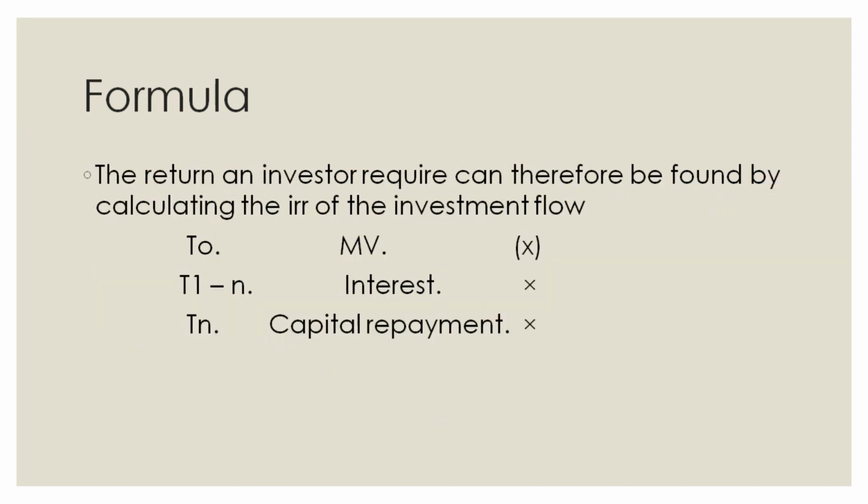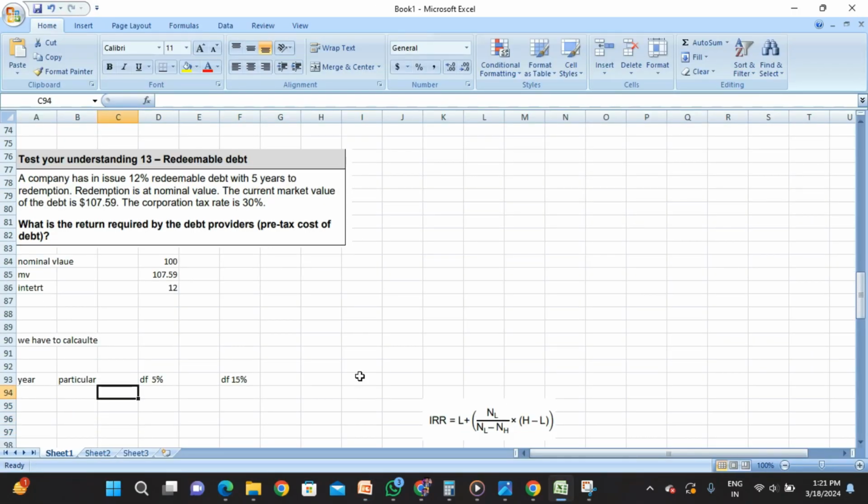Now we are going to do one question on this. A company has issued 12% redeemable debt with 5 years to redemption, a tentative period of 5 years when the company pays you the full amount. Redemption will be at nominal value. The current market value of debt is $107. The corporate tax rate is 30%. What is the pre-tax return required by the debt provider? We are calculating the cost of debt for individual investors.